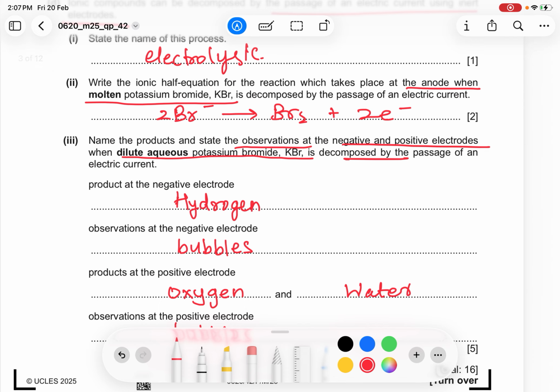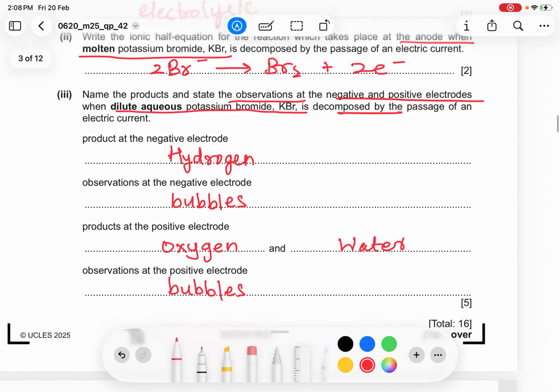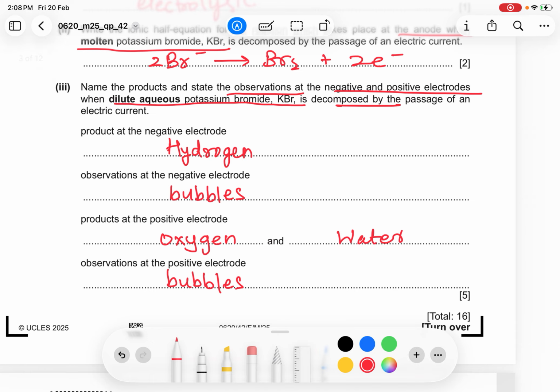Write the ionic half equation for the reaction which takes place at the anode when molten potassium bromide is decomposed by the passage of an electric current. Now here you have to understand that it is molten potassium bromide. At the anode, they have asked anode, we have bromine as the product. So we are going to write the half ionic equation: 2Br⁻ gives us Br2 plus 2e⁻.